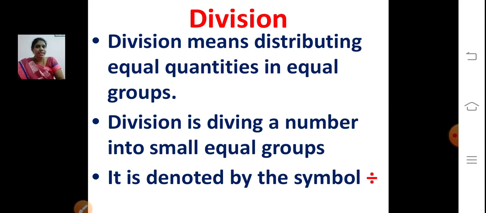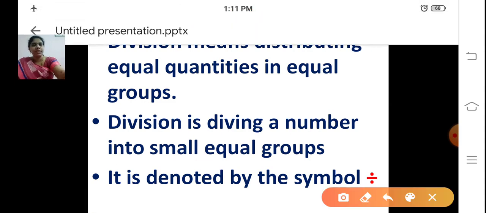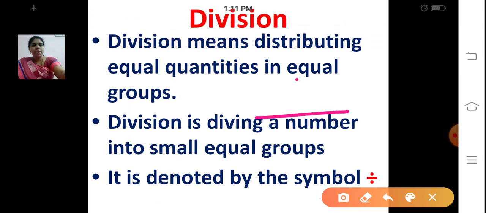It is denoted by a symbol. What symbol do we use for division? So this is the symbol for division. Division means distributing equal quantities in equal groups.